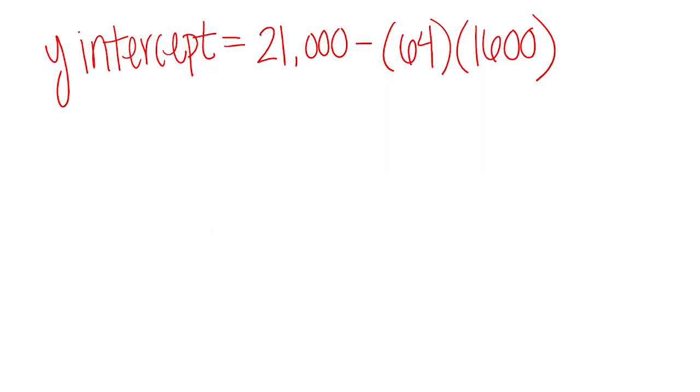Next, we need to find our y-intercept. The equation for this is the average of y minus the average of x times the slope. The averages are given to us in our 5-number summary, and we already found our slope, so we just need to plug in some numbers. $21,000 for the average of y, 64 for the average of x, and 1,600 for our slope. This comes out to be negative 81,400.